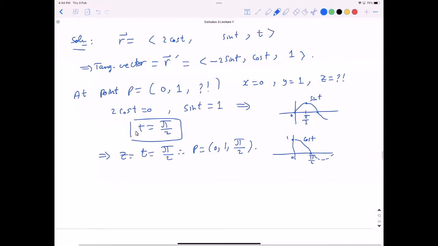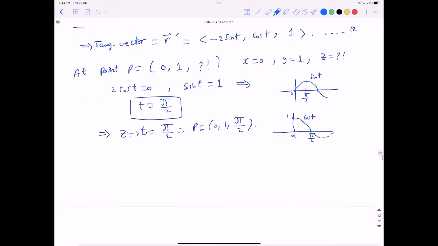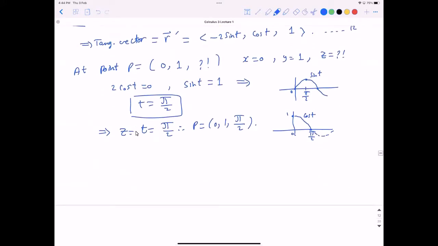So we know the point, and we know the tangent vector. Substitute into r' to get the tangent vector at this point P. R dash at P. Substitute for r' at which time? R dash at time equals pi over 2.